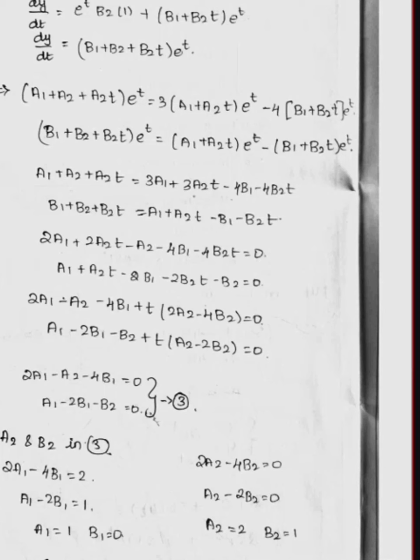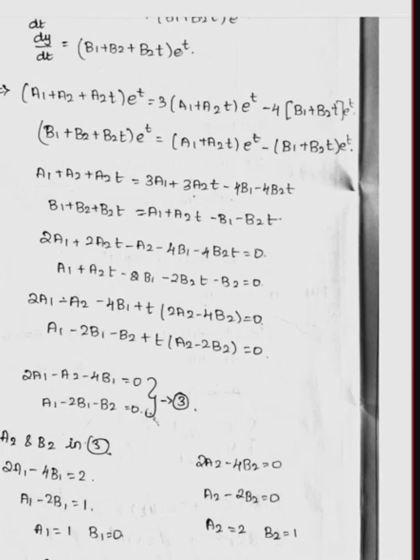So, in the previous problem, you had to derive the solution simultaneously. But in this problem, first of all, you have to identify a2 and b2, and again you have to substitute a2 and b2 to get a1 and b1 here. So a1 and b1 values are 1 and 0 here, and a2 and b2 values are 2 and 1 here.